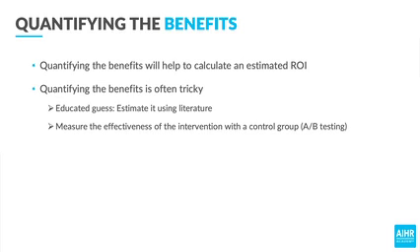Another thing that's good to do is to measure the effectiveness of the intervention with a control group. So a third of the organization doesn't get the training, two-thirds of the organization does get the training, and you see, hey, is there a noticeable difference between the first group and the second group? And if there is, you can actually measure the effectiveness of the intervention and calculate the return on investment.